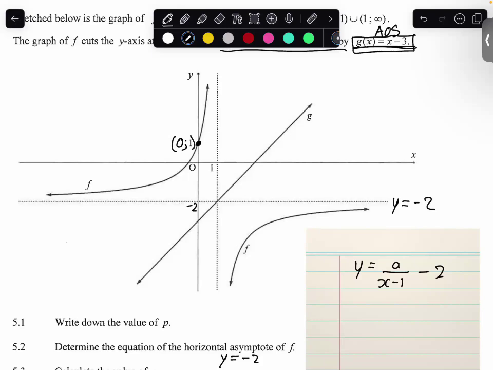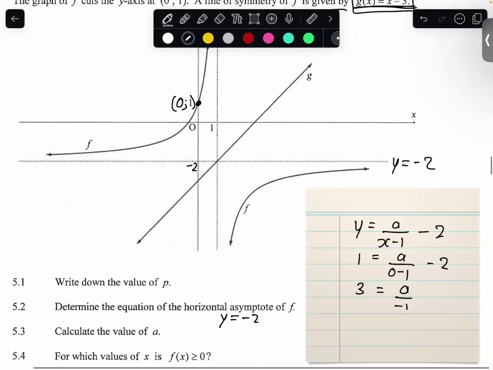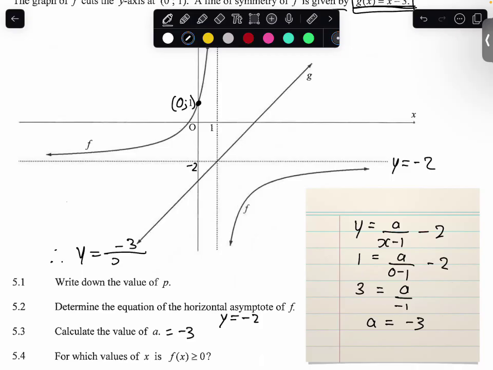So this is 1 is equal to a over 0 minus 1 minus 2. Take that minus 2 over, it gives me 3 is equal to a over minus 1, which is minus a. Cross multiply or do whatever you need to do. That gives you a is equal to negative 3. And so here the value of a is negative 3, which means my equation of my hyperbola is minus 3 over x minus 1 minus 2.